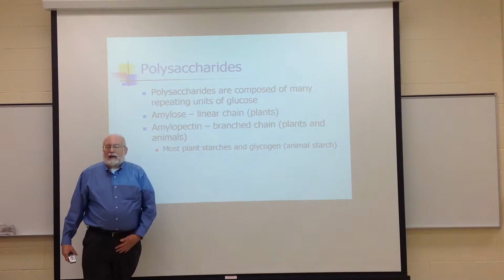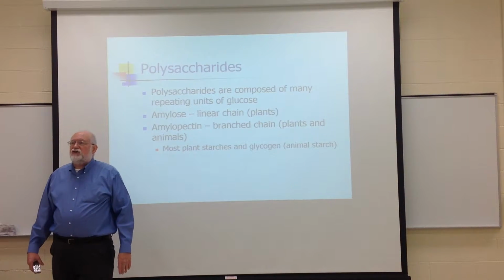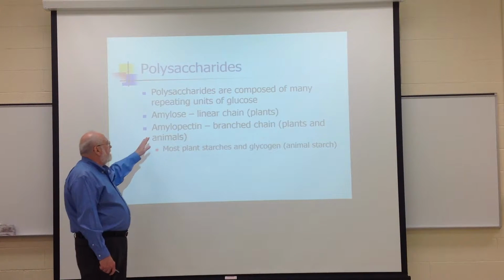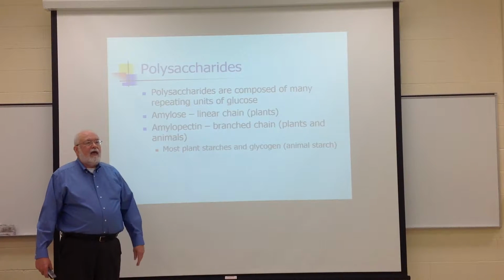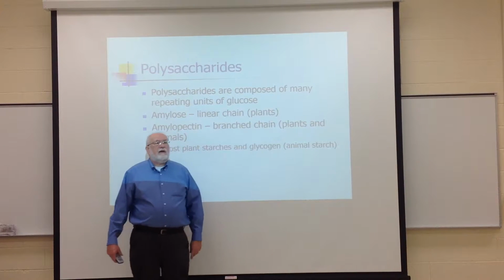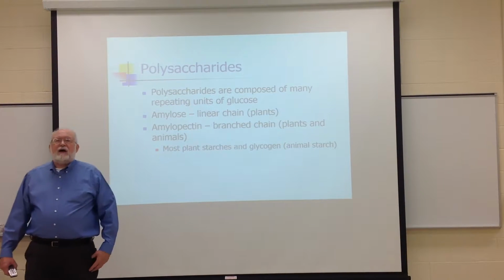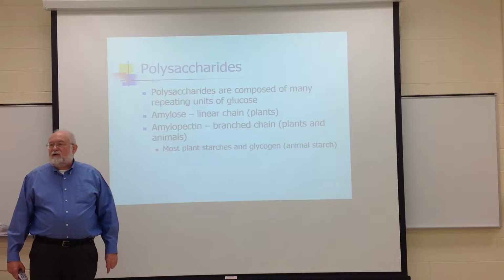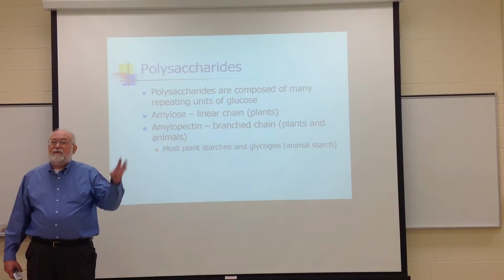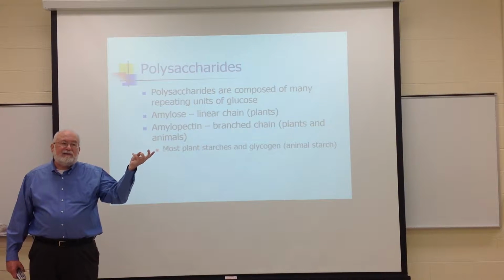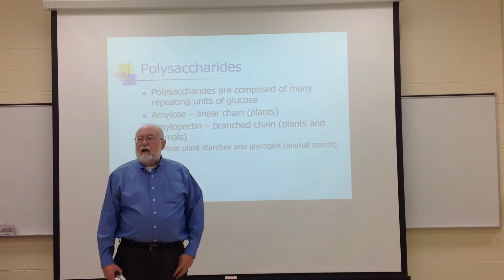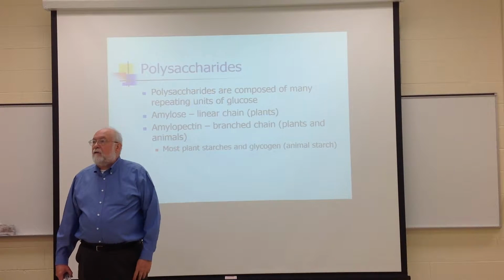Now, amylopectins, these are branched chain starches, branched chain polysaccharides. Plants can do it, animals certainly do it, and here's one that you probably made earlier this morning, something called glycogen. Sometimes animal starch is the term for it. Where is it made? It's primarily made in either liver or muscle cells, and that's where it's stored. And guess what it's for? Well, it's a way to store excess glucose.